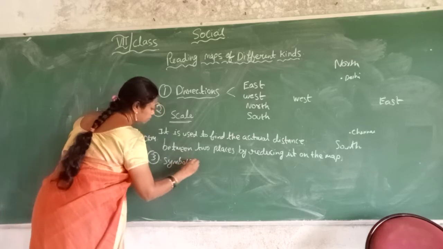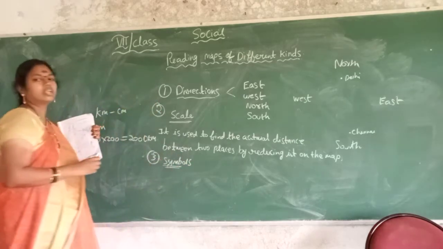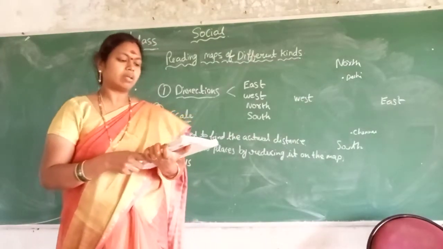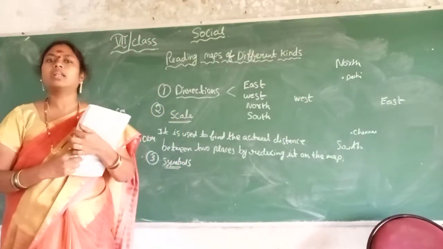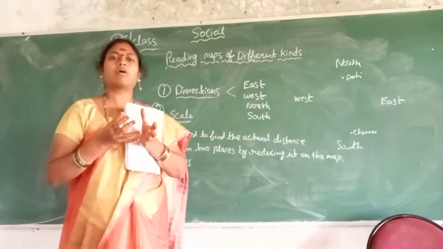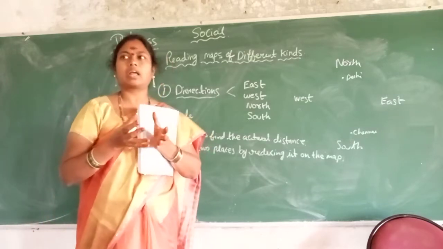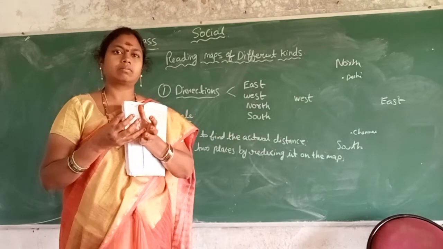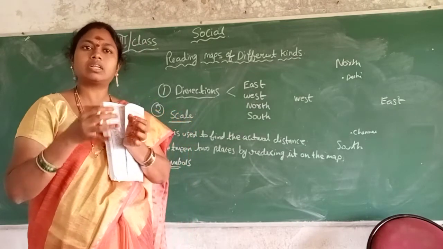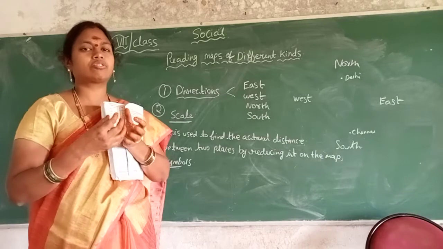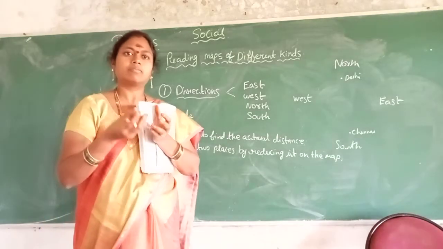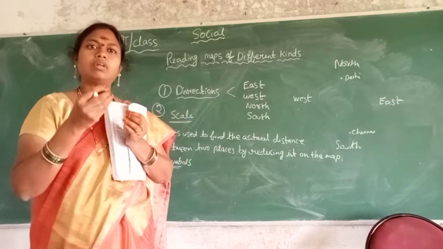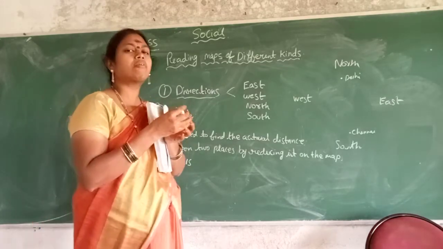What is meant by symbols? Symbols are also very important for easy understanding of the map. For example, if you want to draw a school or a water tank on the map, it will cover a lot of area. The place will not be sufficient in the map to draw the picture of a school or, for example, any water tank or any village. So what you will do, you will reduce it in the form of symbols.